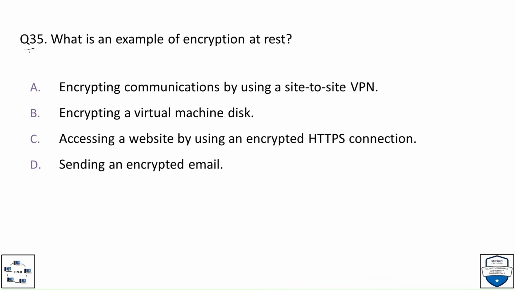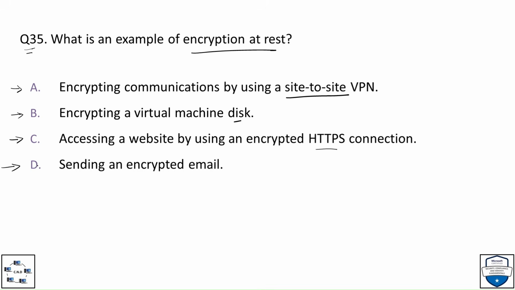Question number 35. What is an example of encryption at rest? Option A, encrypting communications by using a site-to-site VPN. Option B, encrypting a virtual machine disk. Option C, accessing a website by using an encrypted HTTPS connection.